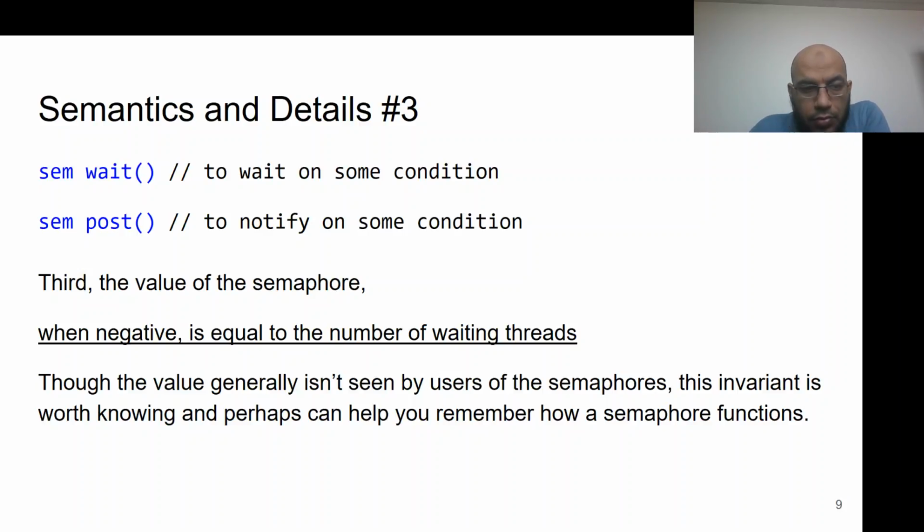Okay, so this is a value that you will not see. You will only see it when you're doing kernel hacking, as you have been doing, but it's not something that you can actually read. Like a program cannot read how many threads are waiting on a semaphore.